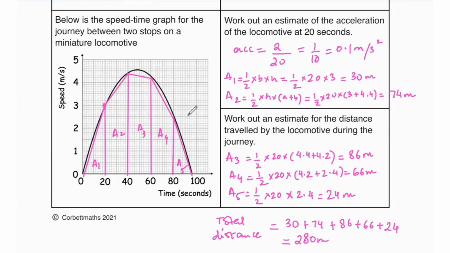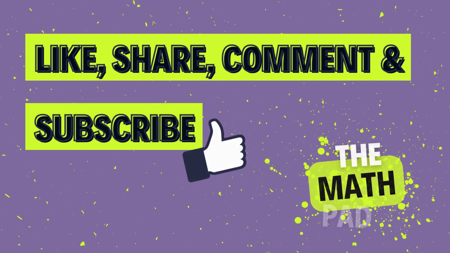Once again, since it's an estimate, we divide the shape into intervals. I took intervals of 20. Then I split these intervals into shapes that could be formed. The first and last intervals make a triangle, and the middle three intervals make trapeziums. So then we find the area of the trapeziums and the individual triangles over here. And once we found those areas, we add them up and get the total distance.